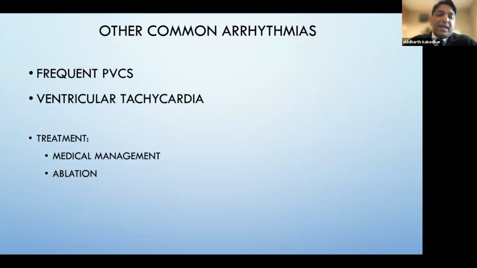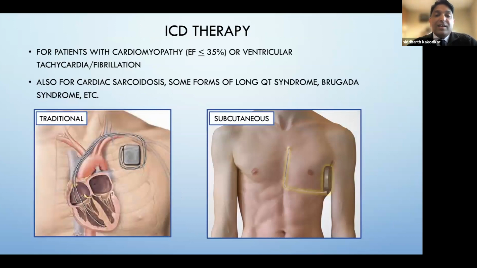Other common arrhythmias that may not require ablation first: frequent PVCs or extra beats that come from the bottom chamber of the heart, or dangerous arrhythmias in the bottom chamber of the heart that could race and may lead to cardiac arrest. Usually we try medications, but if medications don't work, or if there are a lot of these PVCs, then we could do ablation for that as well.